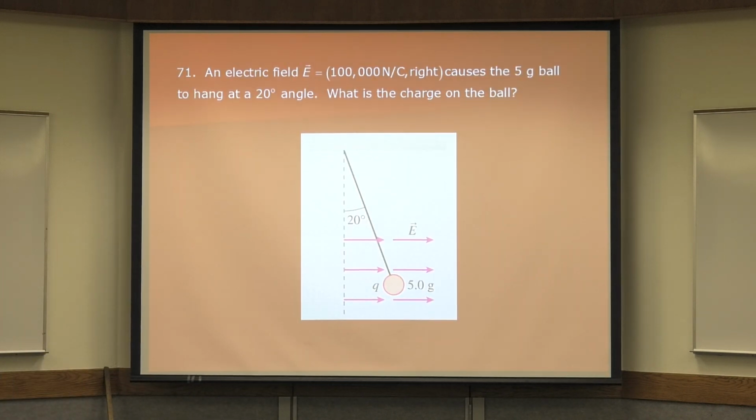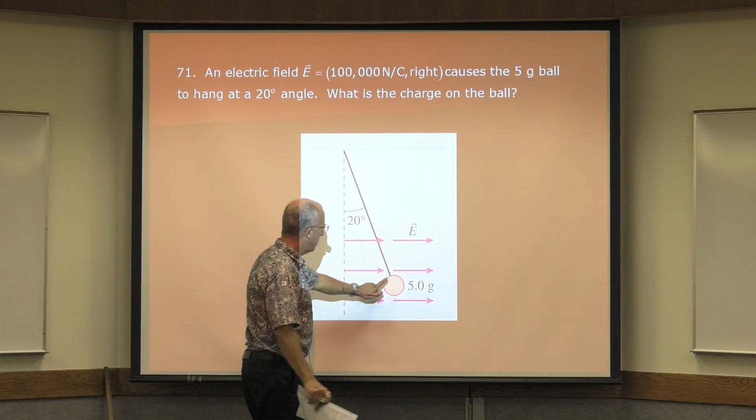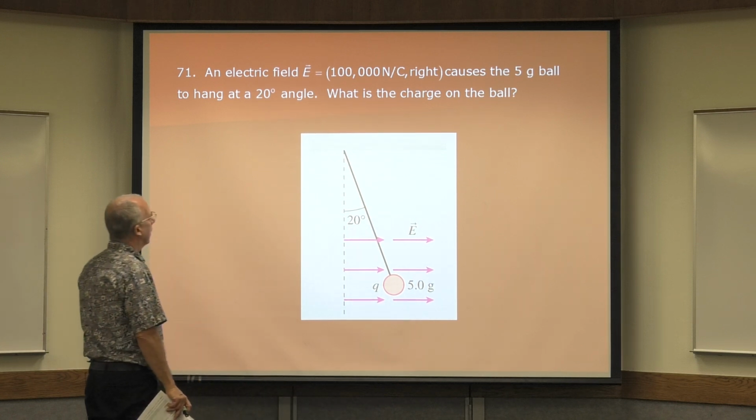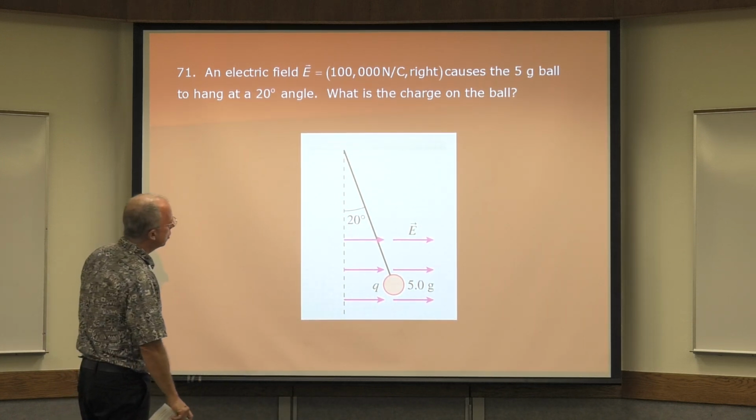So let's do an example. Does this look like Physics 105 or what? We have an electric field that points to the right, and it causes this object here to move to the right. And it hangs at a certain angle, so it's not moving. What's the charge of the ball?